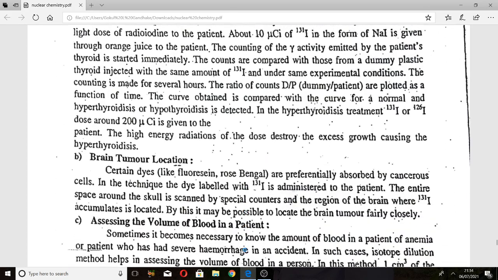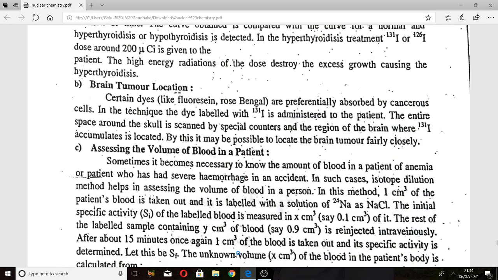Let me see the next medical application, brain tumor location. Certain dyes are preferentially absorbed by cancerous cells, and in this technique the dye labeled with iodine 131 is administered to the patient. The entire space around the skull is scanned by special counters, and the region of the brain where iodine 131 accumulates is located. By this, it may be possible to locate the brain tumor fairly closely. This is the second medical application.